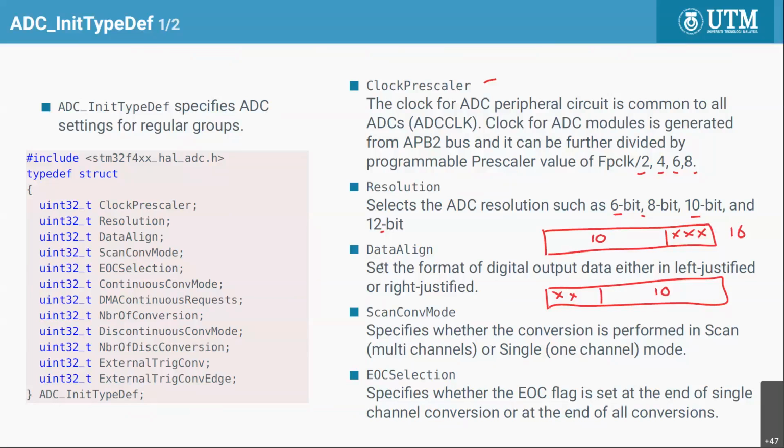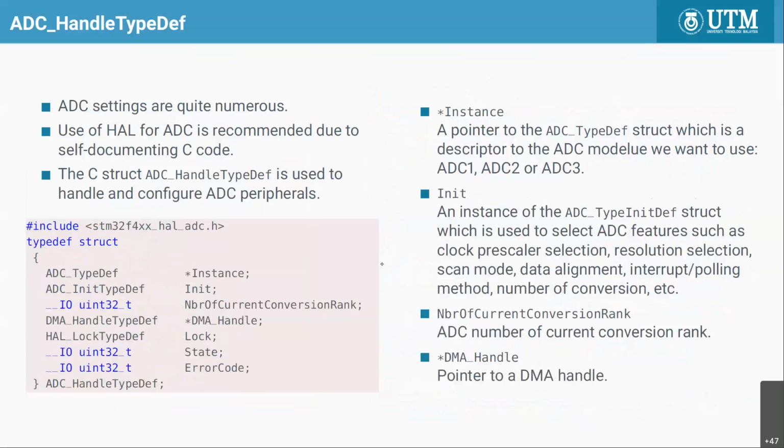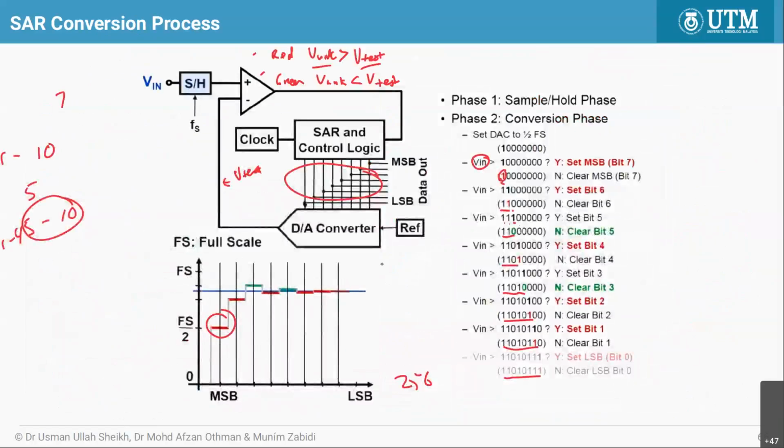Then we can choose whether you are doing scan mode. Scanning means you do multi-channel at once or single. Then we can select whether the end of conversion flag is set at the end of each conversion in the scan or after you finish scanning the whole set. EOC is the end of conversion flag. After you finish here, you have EOC.